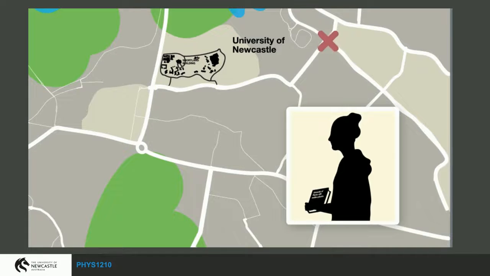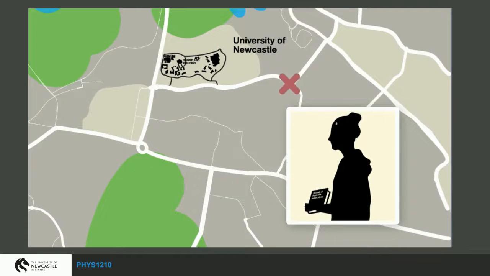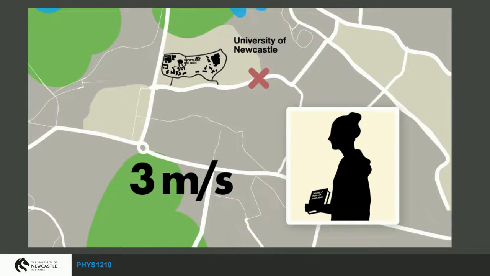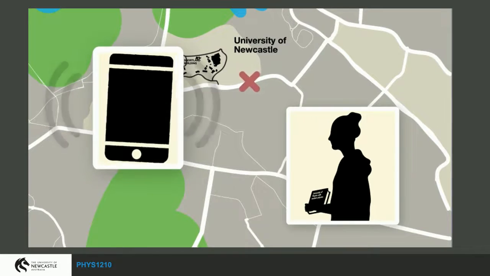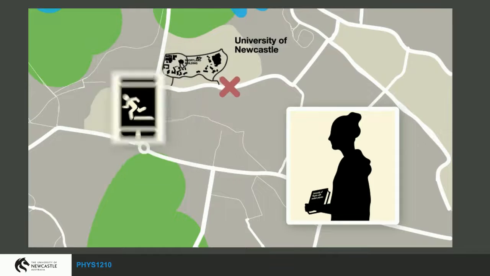Sam starts sprinting at 6 metres per second, but realises they're not as fit as they used to be, and that textbook is a beast. Sam slows down to 3 metres per second. They receive another text from their friend. They have saved a spot in the sausage sizzle line, but Sam has to be quick.